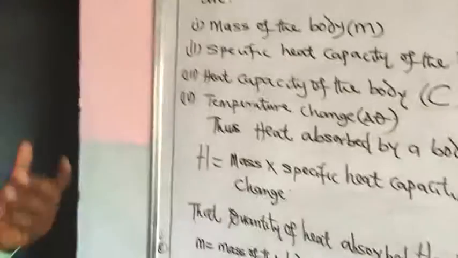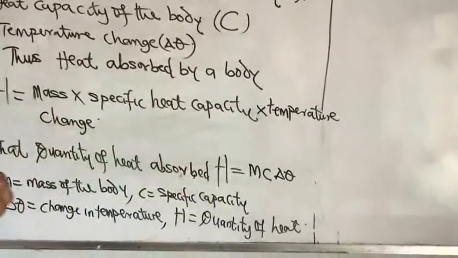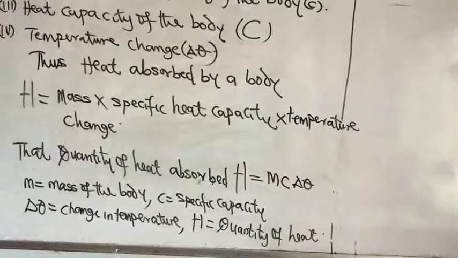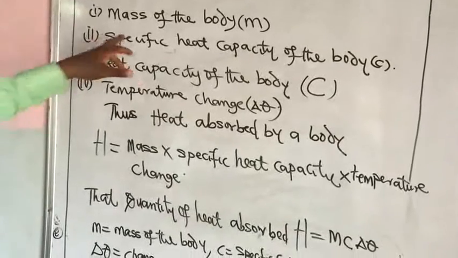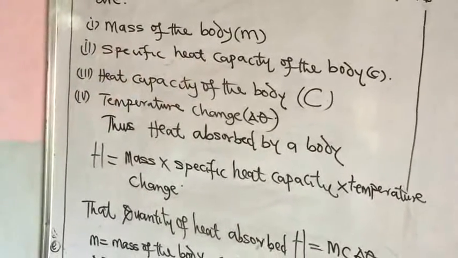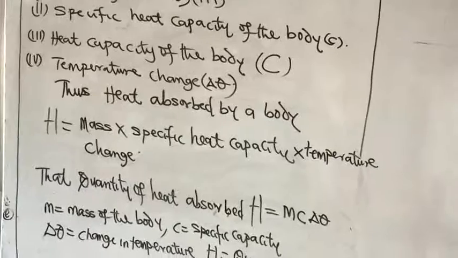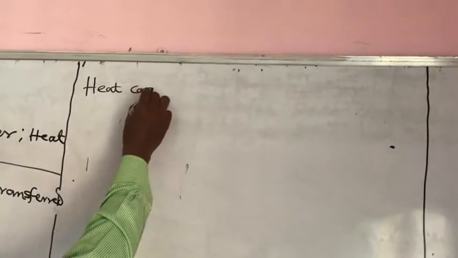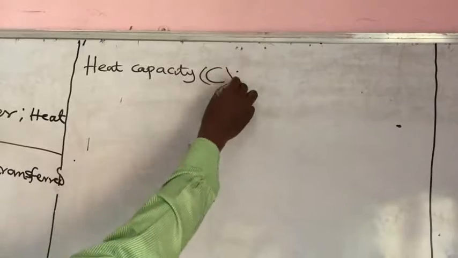Now I want to quickly look at the definition of all these factors mentioned. The mass of a body, we all know that. Now I want to talk about the specific heat capacity and the heat capacity also. There is a difference between the two, and we want to get it clear. So let's look at the meaning of heat capacity and specific heat capacity. Heat capacity is normally written with capital C, while the other one is written with small c.